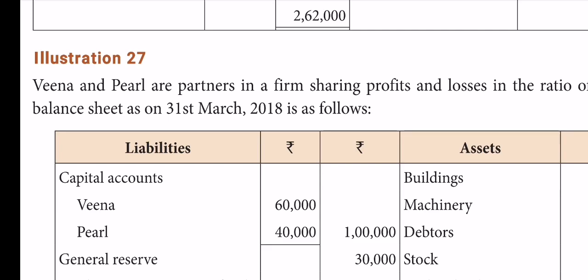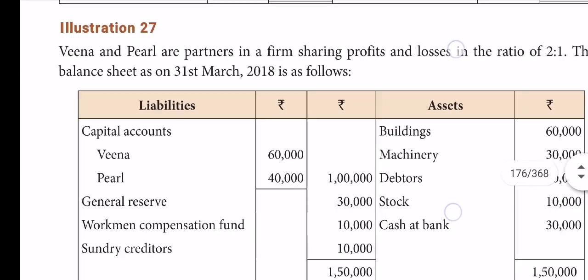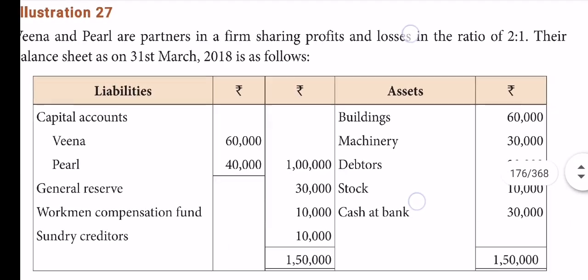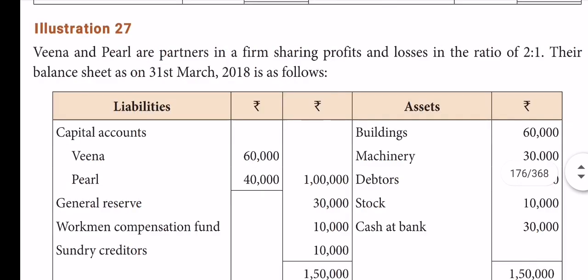Okay, as usual, now let me read this sum first. Veena and Pierre are partners in a firm sharing profits and losses in the ratio of 2:1. Their balance sheet as on 31st March 2018 is as follows. See the balance sheet, the old balance sheet is given.